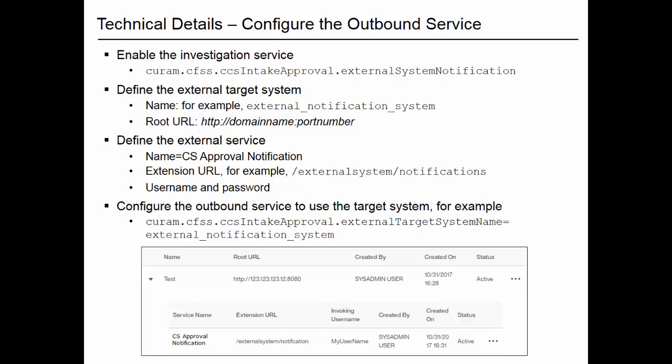Use the sysadmin application to configure the outbound service. Set the system property to enable the investigation service. Define the external target system using the Application Data Target System category. Specify the name and root URL. Define the CS approval service for the target system. Specify the service name, extension URL, invoking username and password. Set the system property to match the name of the target system.